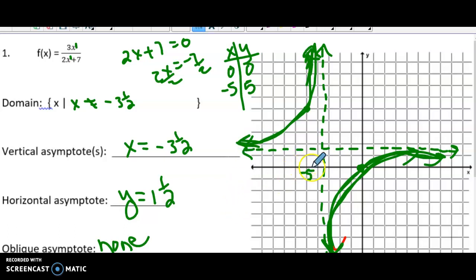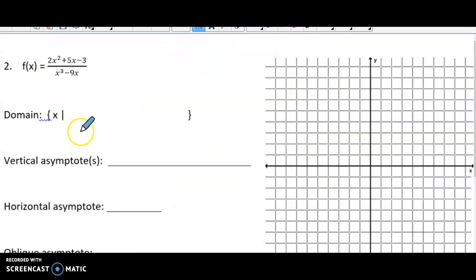Okay? So I usually just plot, like I said, I find the vertical asymptote, I plot a point or two to the left of it, a point or two to the right of it, and then let my asymptotes guide me into how those curves look. Okay, let's try this one.